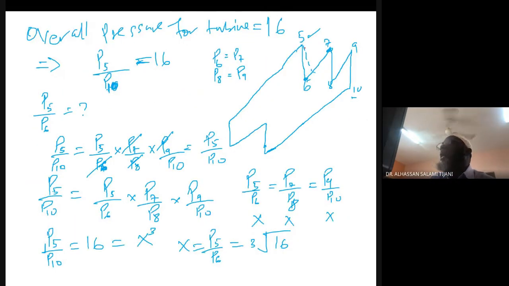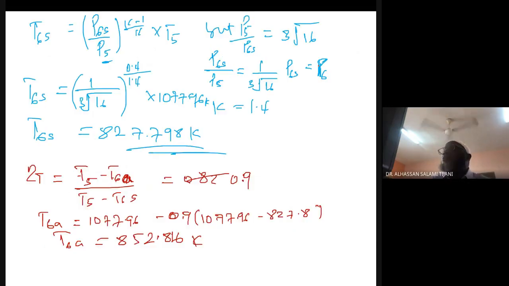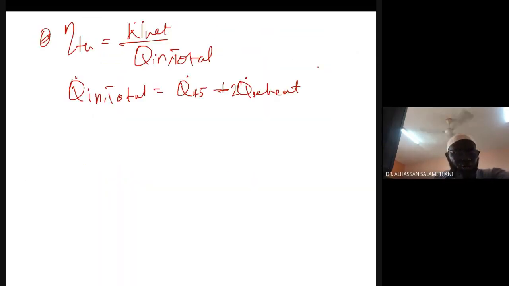This is after the expansion in the first turbine, then there is reheating. Again, expansion in the second turbine, then again there is another reheating. So there is Q in over here. There is another Q in at this section. So that corresponds to Q67 plus Q89. But they are the same. So we need to determine the Q reheating.